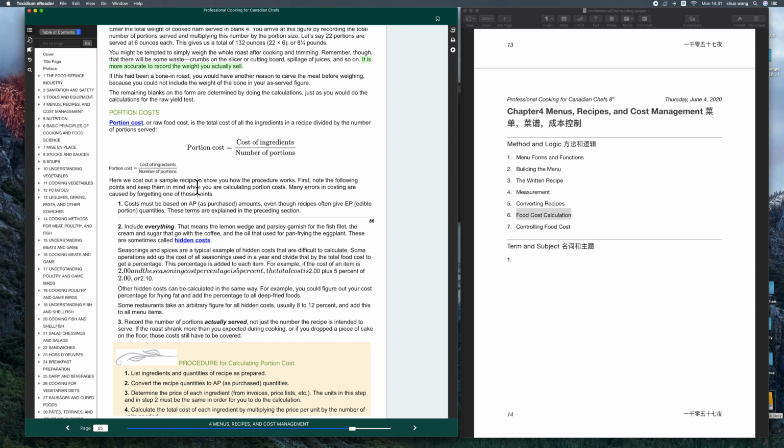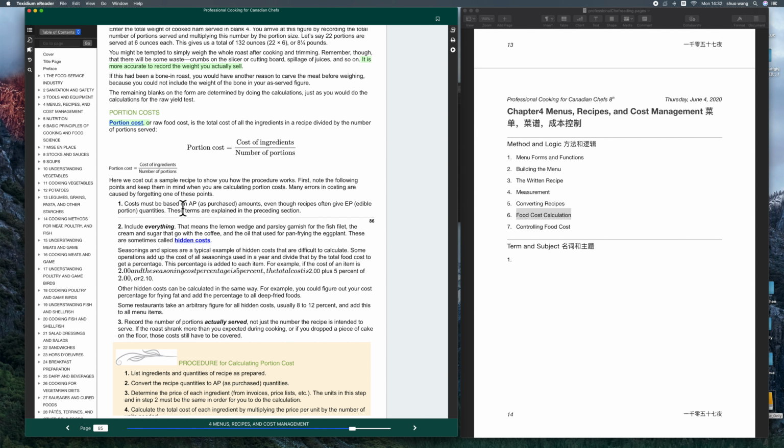Portion cost, or raw food cost, is the total cost of all the ingredients in a recipe divided by the number of portions served. 这个地方这个概念很简单，就是说你每卖一盘或者一份饭，这个值多少钱，这个成本多少钱，然后呢，你今天卖了多少，一乘，就是你实际卖出的这个总的价格，然后比上你之前的东西是一个总的比例。Here we cast out a sample recipe to show you how the procedure works.